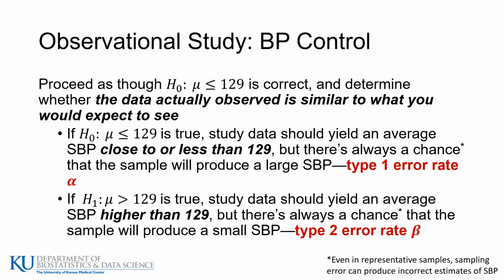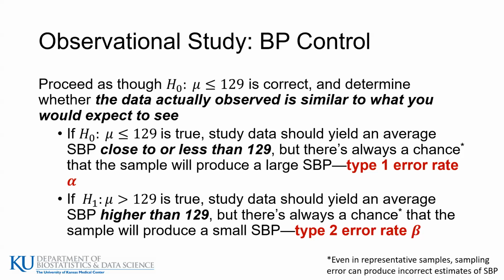But there are two possible sources of error that we can make here. And this is assuming that our sample is representative of our population and that our study is well designed. So this is our sampling error. So there are two errors that we can make. Type 1 error is also called a false positive finding. So in this case, it would be that the true average is less than or equal to 129, but our data tells us otherwise. This is sometimes referred to as the significance level.